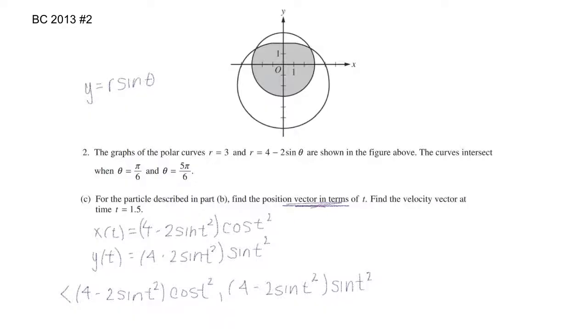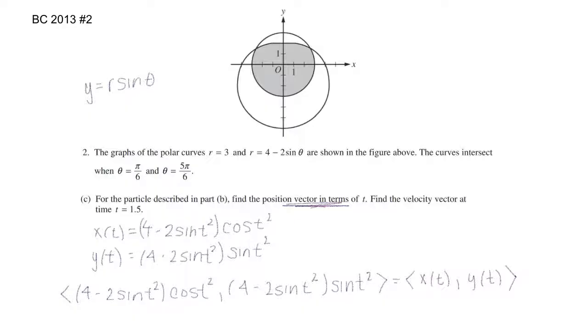Okay, so there's my position vector. There's going to be my x at t and my y at t. So here is x at t and then y at t. And that's going to be the position. And now they ask us to find the velocity vector at time t equals 1.5.